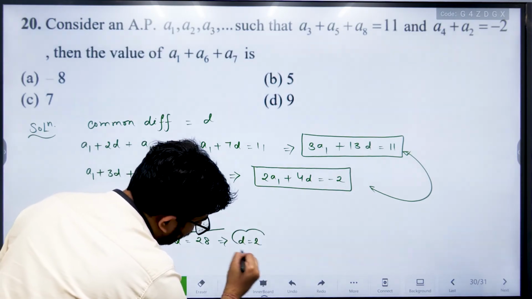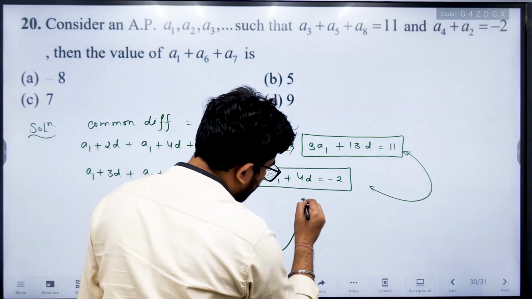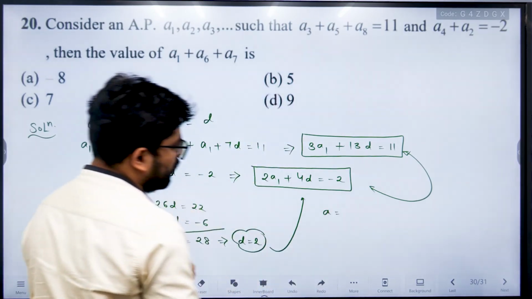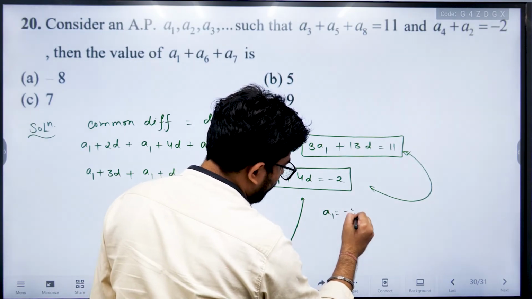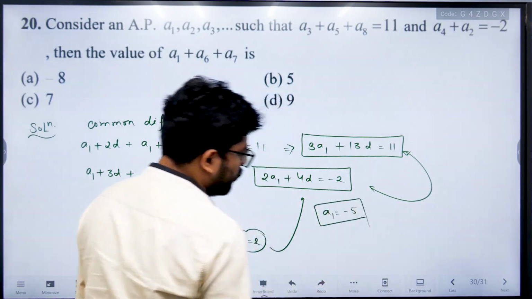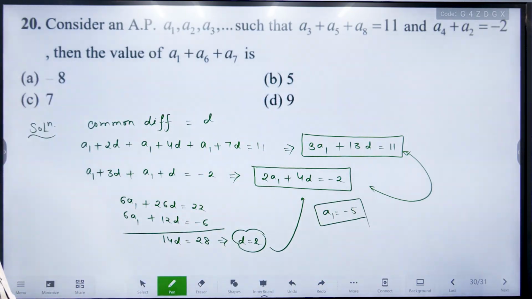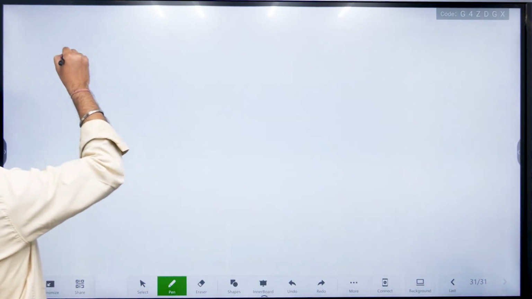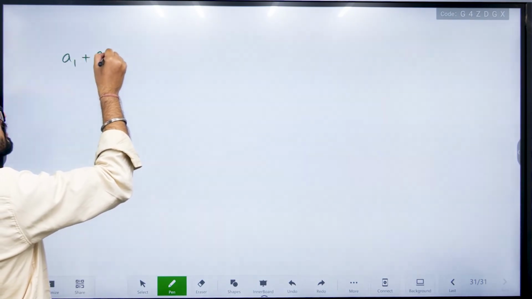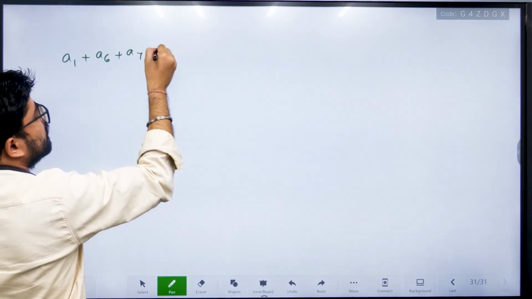And if D is equal to 2, put it here, you will get A1 is equal to 8 minus 10, so A1 is equal to minus 5. Now you have to calculate A1 plus A6 plus A7.